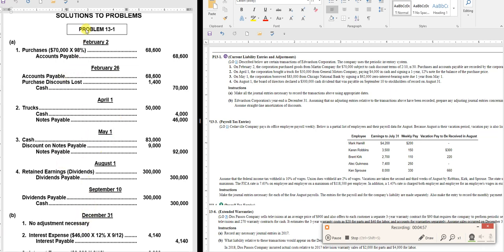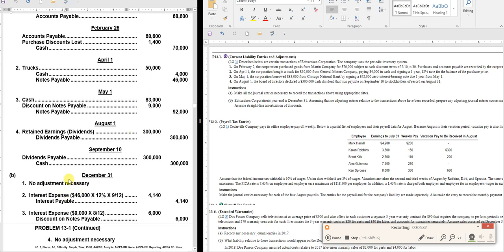Quite frankly, if this was December 1st, and then I made an adjusting entry on December 31st, I would need to debit purchase discounts lost and credit accounts payable for $1,400 to get it up to the $70,000 that I owe them. So that would get the purchase discounts lost in the correct year. So if this was December 1st, and I hadn't yet paid it, I would debit purchase discounts lost, credit accounts payable. But for this case, since it was in February, I don't have any adjusting entry.